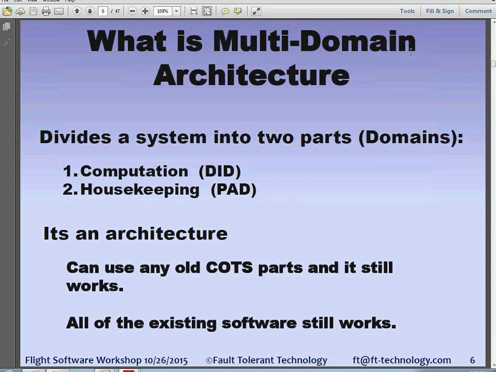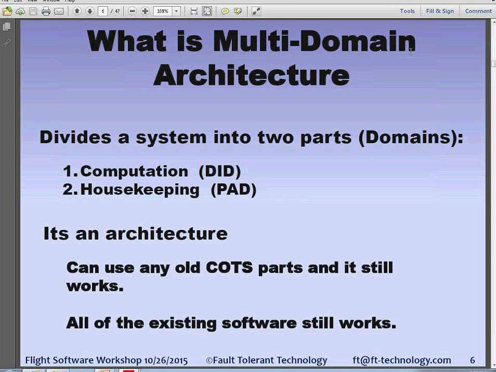And what it does is it divides a computer into two systems, two domains. So the computation domain is called the DID, the data and instruction domain, and housekeeping is the process, scheduling, and the address domain. These two are separate pieces of hardware. So they have to work together to make the thing work, or you get an error, which means you get flagged. But what it does is you get interrupts that save the state of that process into memory. It goes off and does the other interrupt, whatever it's doing, and it comes back and starts reprocessing that memory.